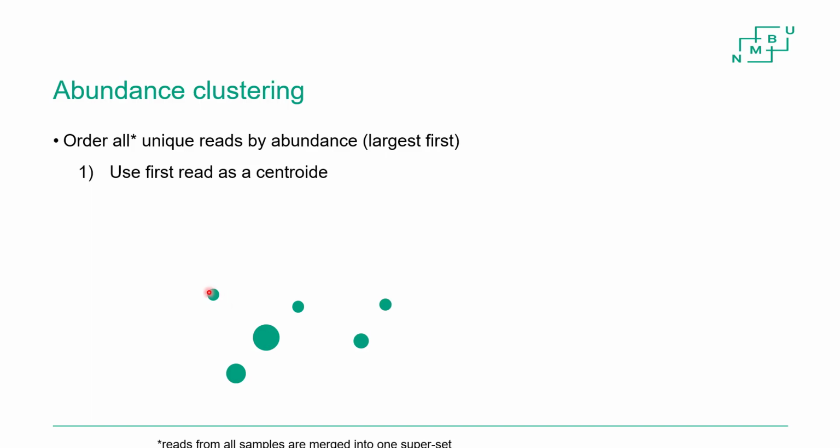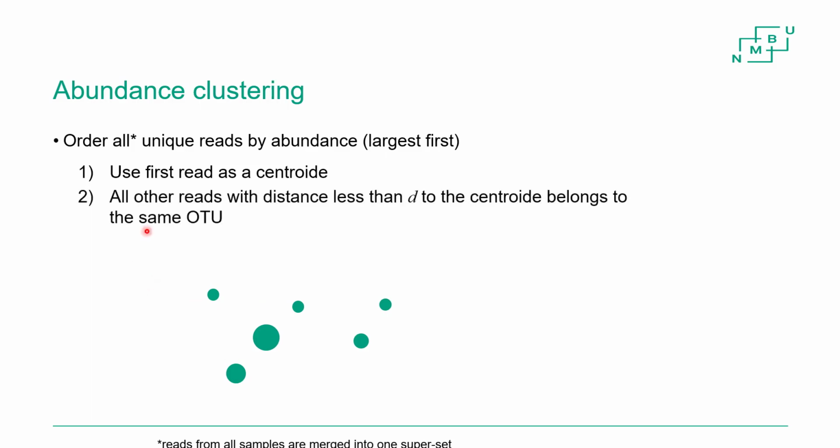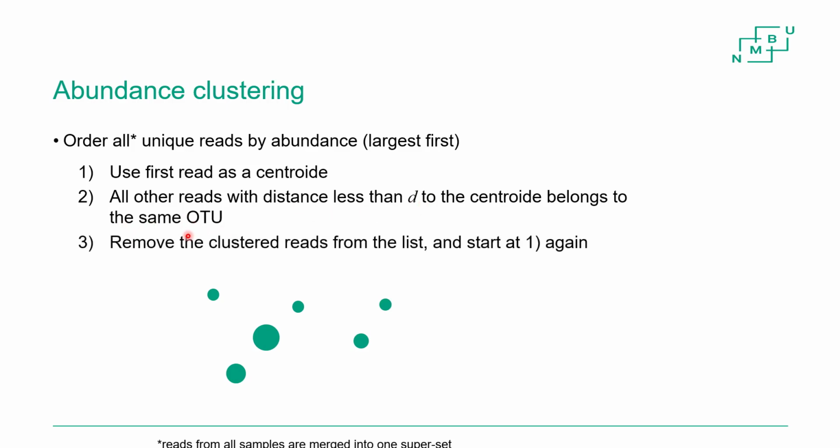So here we have, and these dots here now indicate reads, and the size of each dot indicates the abundance. How often have we seen the various reads? So this one we have seen most often since it's the biggest blob. And the distance between them now reflects the similarity, how similar they are, right? All other reads with distance less than d to the centroid belong to the same OTU. And then we remove these clustered reads from the list and start from the top again.